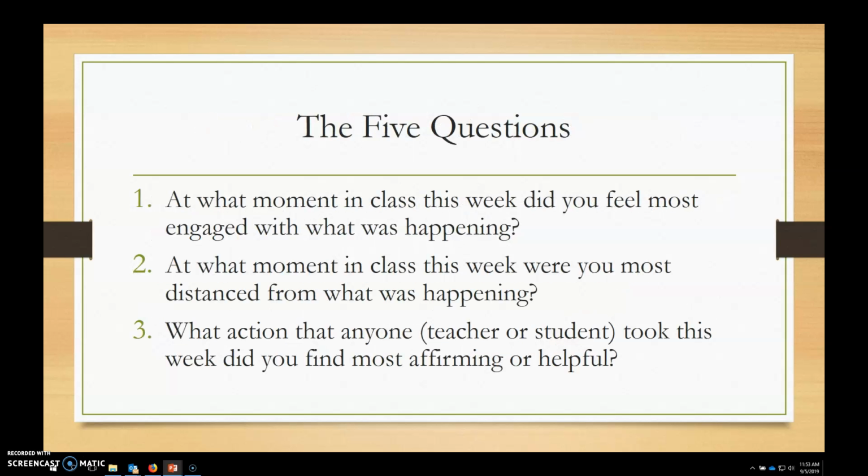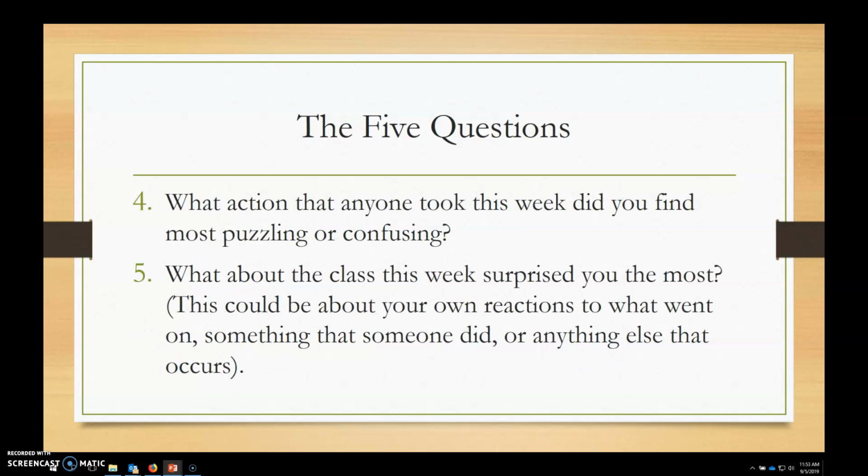What are the 5 questions for the CIQ? Number 1 is, at what moment in class this week did you feel the most engaged with what was happening? 2, at what moment in class this week were you most distanced from what was happening? 3, what action that anyone, teacher or student, took this week did you find most affirming or helpful? 4, what action that anyone took this week did you find most puzzling or confusing? 5, what about the class this week surprised you the most? This could be about your own reactions to what went on, something someone did, or anything else that occurs.